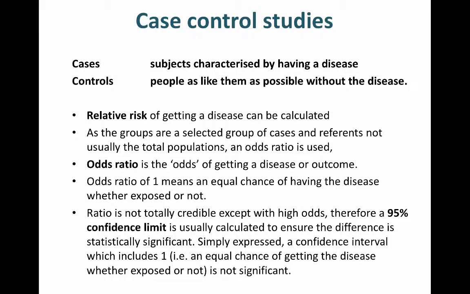Simply expressed, a confidence interval which includes 1, i.e. an equal chance of getting the disease whether exposed or not, is usually not significant. A group of workers experiencing similar problems are matched with a control group in as many ways as possible. So, for example, sex, age, occupation, and so on.